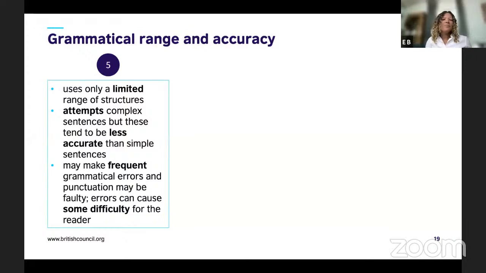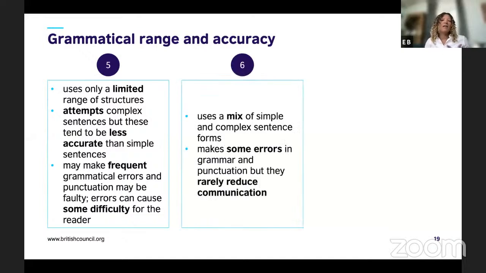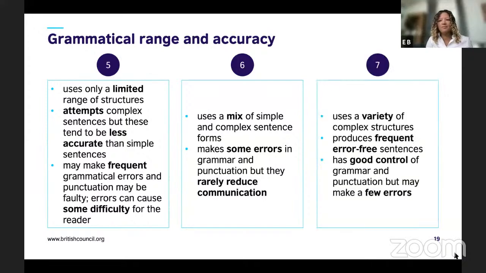And again, as I just said, they're going to have frequent grammatical errors and punctuation, and this might cause difficulty for the reader. However, at a band 6, the writer is able to use a mix of simple and complex sentence forms. They are still making some errors, especially in those complex sentences. However, the reader is able to skip over them. They're still able to understand the overall message being written.